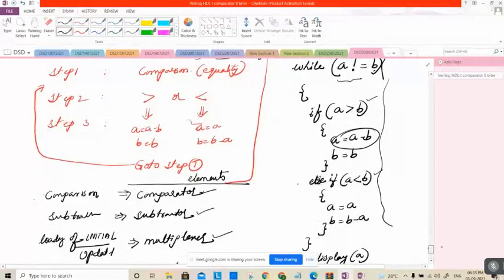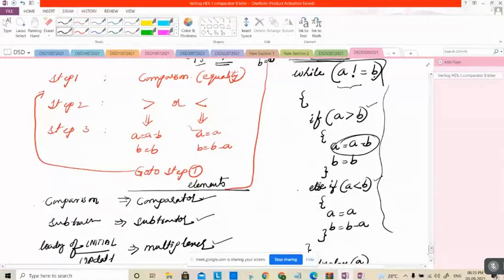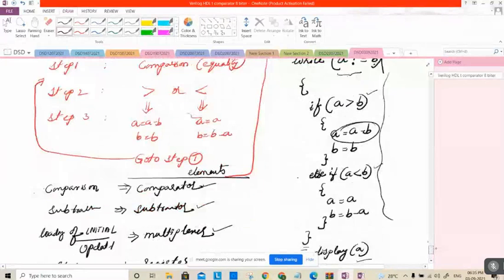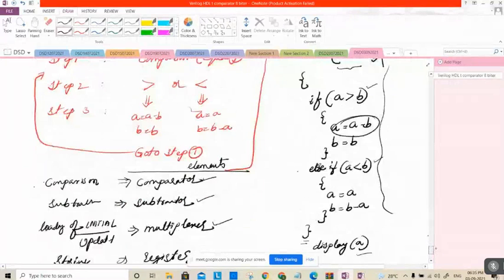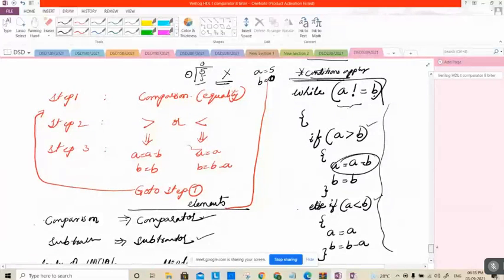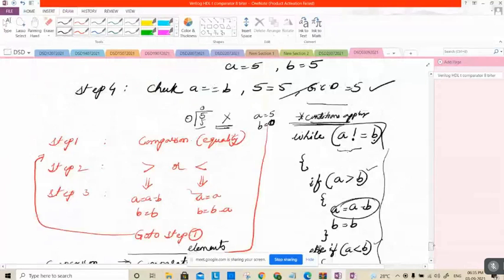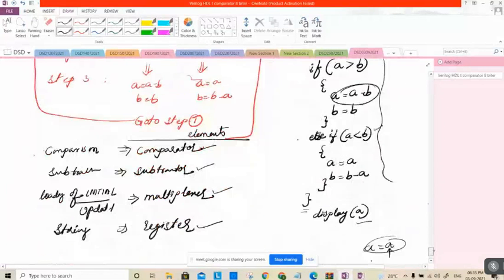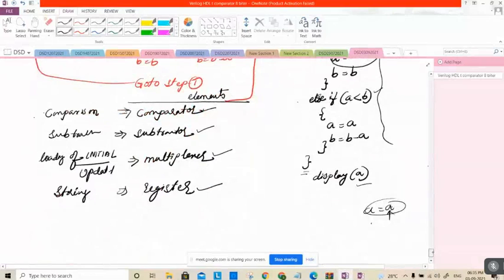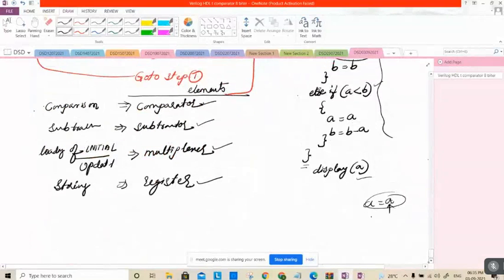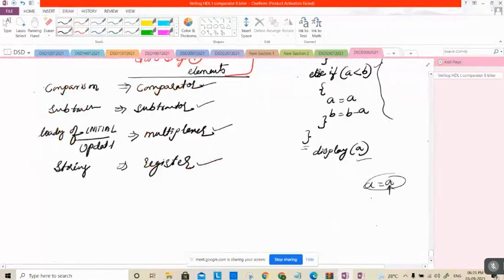Comparator, subtractor, multiplexer, register. Apart from that, do you require any other elements, any other blocks? No, sir. If it is no, then can we draw the diagram for this? Draw it, I will be giving you 5 minutes.